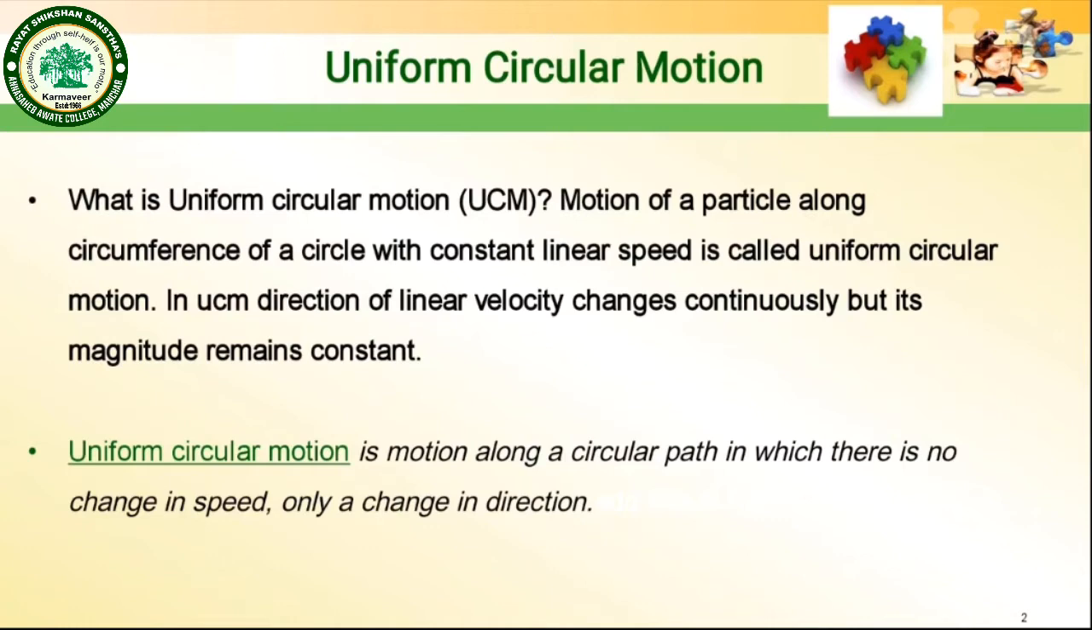The movement of a body following a circular path is called circular motion. The motion of a body moving with constant speed along a circular path is called uniform circular motion. Here, the speed is constant, but the velocity changes.